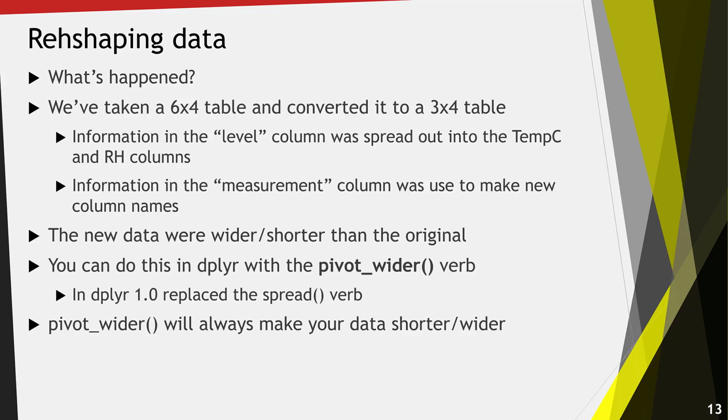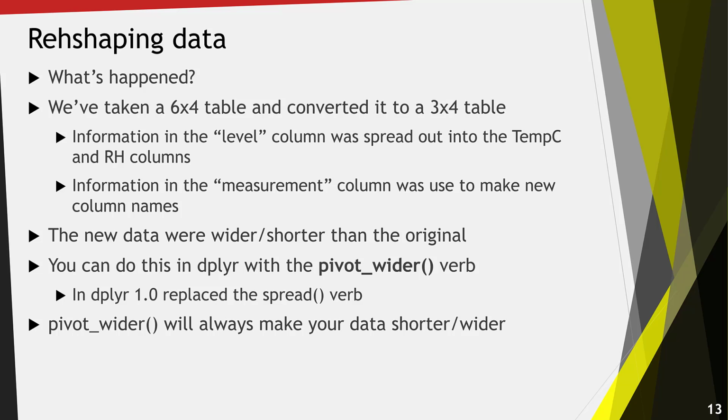So what exactly happened in this example? We took a table with 6 rows and 4 columns and converted it into a table with 3 rows and 4 columns. Information in the level column was spread out into the temp C and RH columns, and information from the measurement column was used to make those new column names. The new data were wider or shorter than the original.